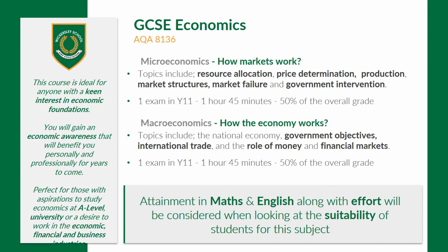If you go on to choose economics for your GCSEs, you can have a look at our specification. We follow the AQA GCSE 1 to 9. Students will be examined after studying both micro and macroeconomics and have 2 separate papers. The first paper is how markets work, the second paper is how the economy works.